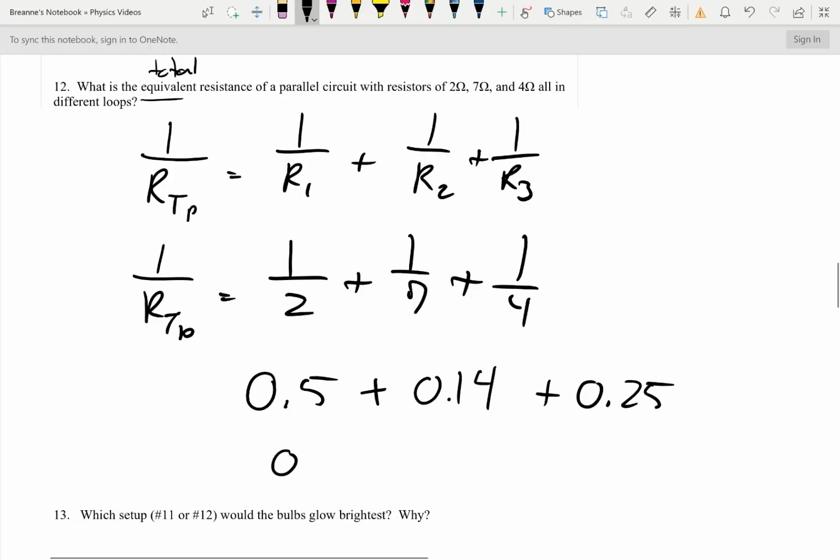And you get 0.89. Now you're not done. That equals 1 over your resistor. We don't want 1 over the resistor. We want our resistor.